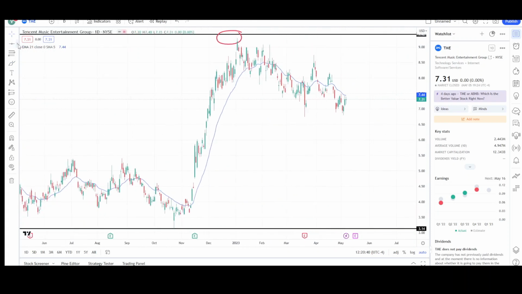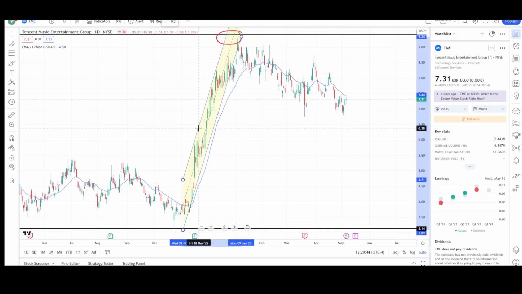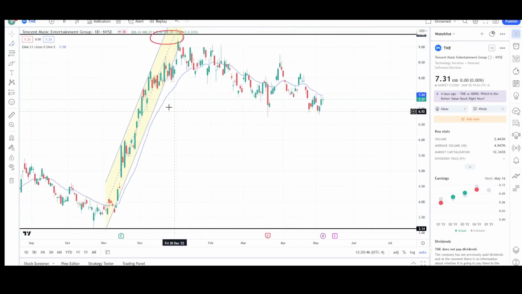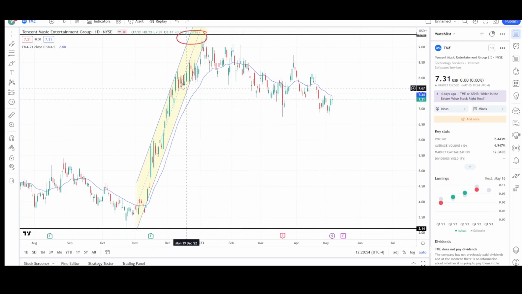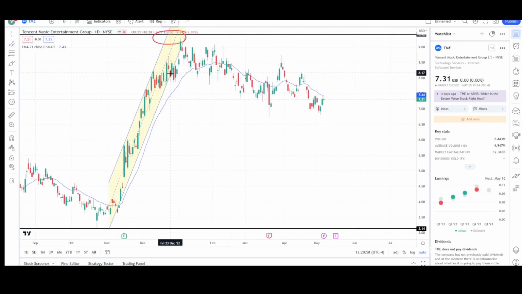So after this uptrend occurred, or this impulse higher, it started rounding out, meaning you can see how it started breaking the channel and started going shallower. So that tells me the uptrend is coming to an end. And that's exactly what happened. We broke the channel, we went a little bit higher, and then ever since then, we kind of just been chopping sideways with a downward bias.